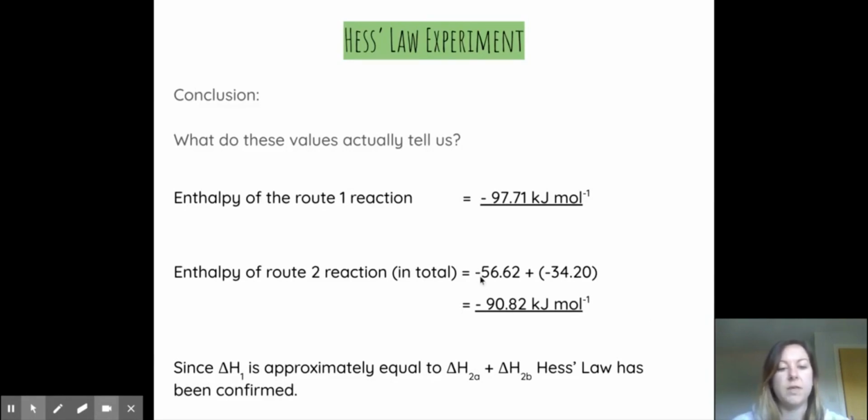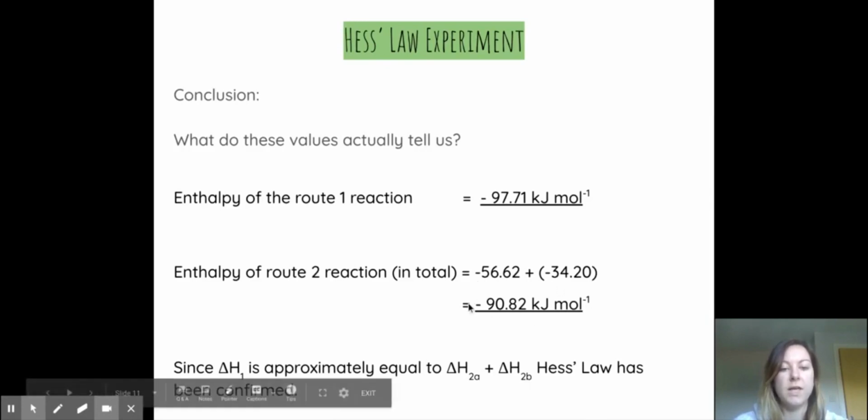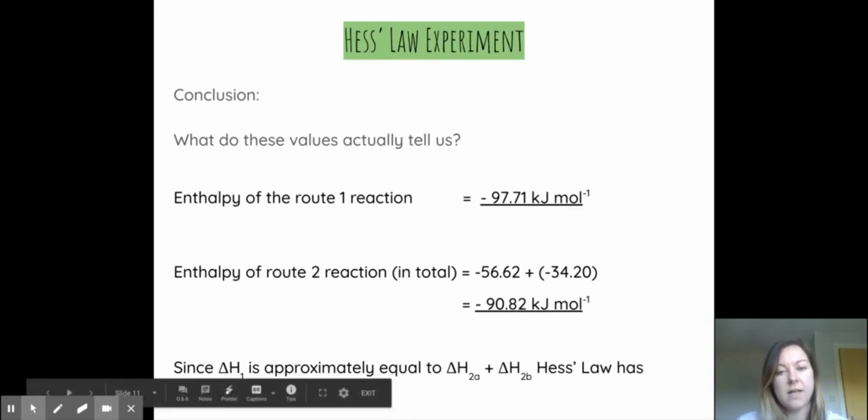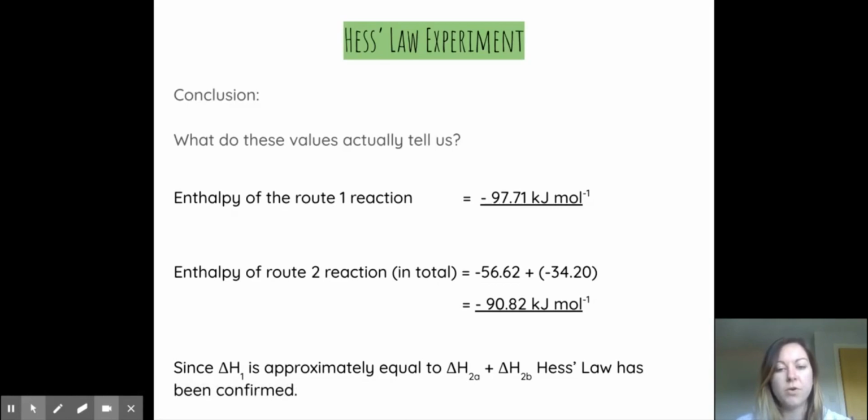So what we had was negative 56.62, so we're going to add negative 34.2 to that. Our total, therefore, for route 2 added together is 90.82 kilojoules per mole. The enthalpy change we calculated for route 1 was 97.71 kilojoules per mole. So even though they aren't exactly the same, since the enthalpy change for route 1 was approximately equal to the enthalpy change for route 2 in total, so that's 2A plus 2B, that means that Hess's law is real and can be confirmed. So no matter what the route taken, the enthalpy change is the same.